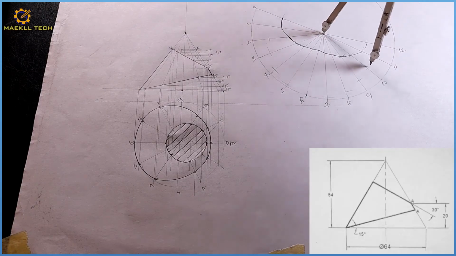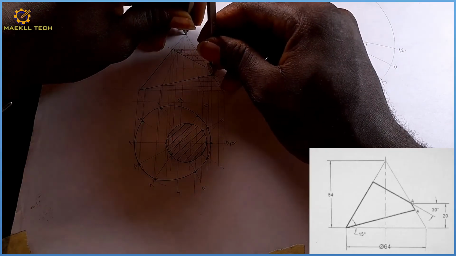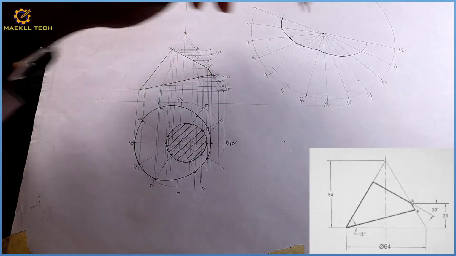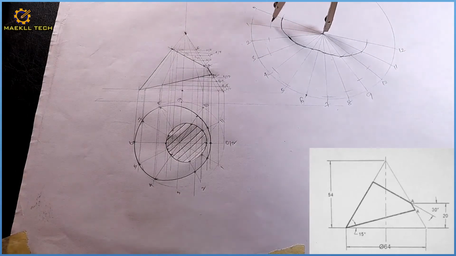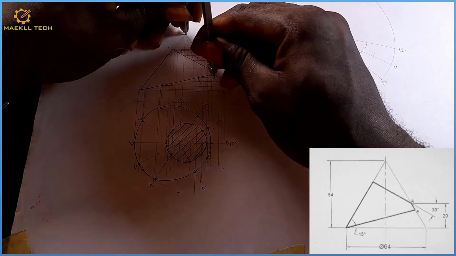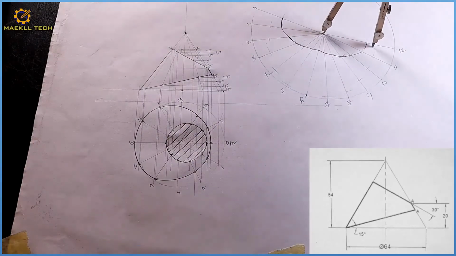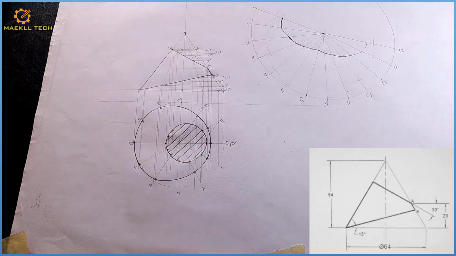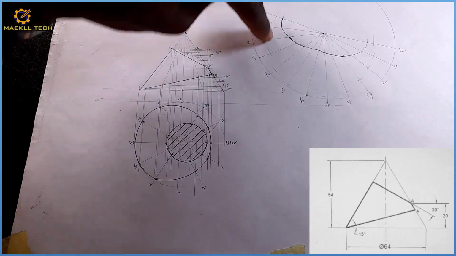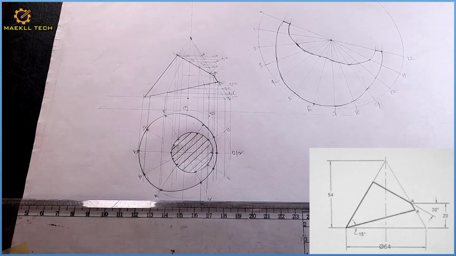Mark 2 and 10. Then followed by mark 1 and 11, which is right here. Then mark 0 and 12, which is that portion there. That is it. So I'm going to pick up my French curve and join each of those points together also. Alright, so that is the surface development of the object as displayed on the screen.